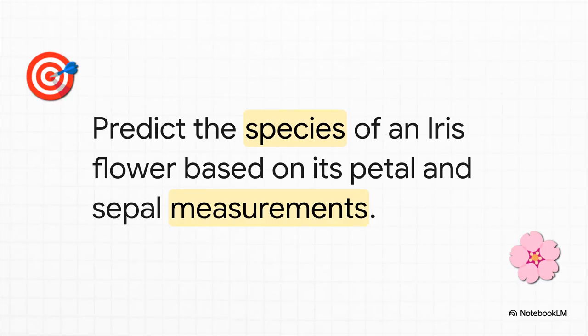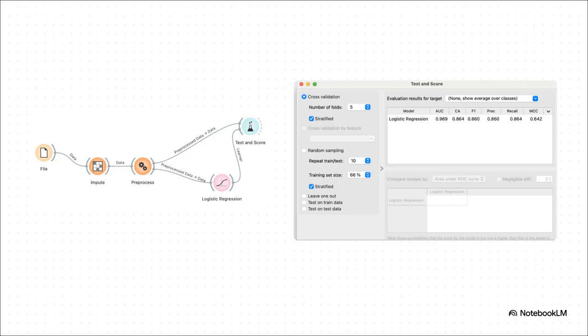So what's our mission here? It's pretty straightforward. We want to teach the computer to predict the species of an iris flower using only the measurements of its petals and sepals. And here's how we actually build that model. See this? We connect our data file to a logistic regression widget. That's just a standard solid machine learning algorithm. Then we feed both the model and our original data into the test and score widget.